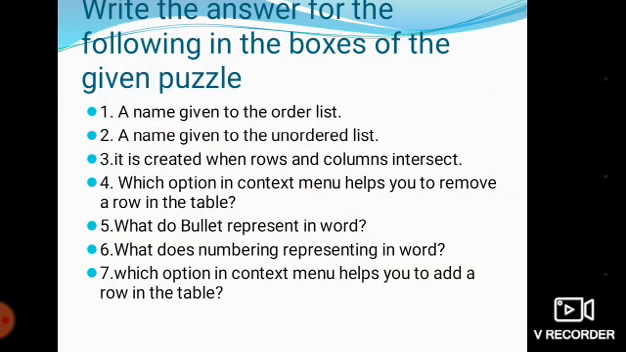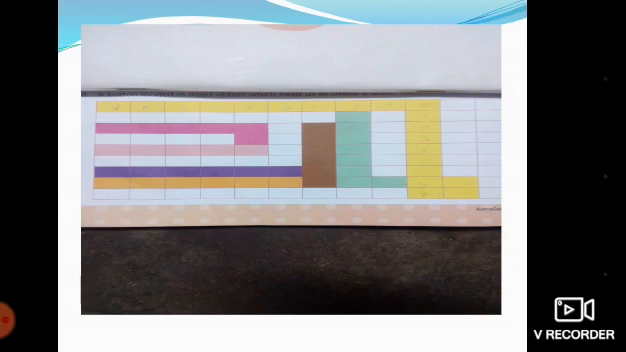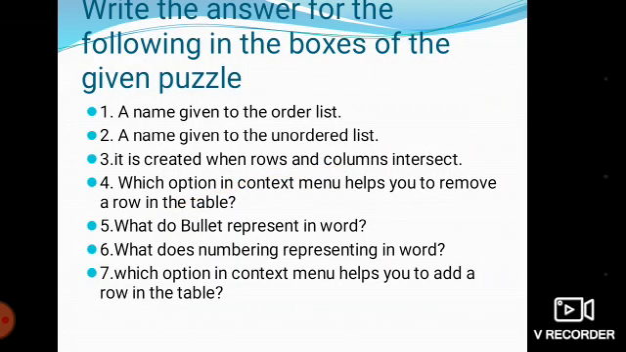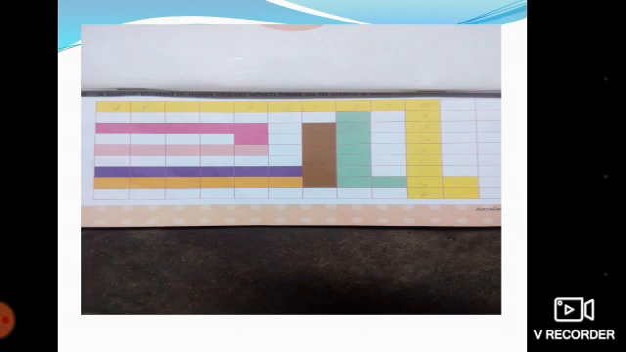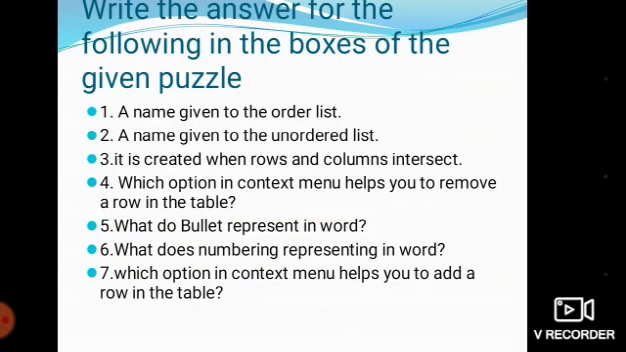Next one is, what do bullets represent in Word? Yes, the answer is unordered. Very good. Next one is, what does numbering represent in Word? Yes, the answer is ordered. Which option in the context menu helps you to add a row in the table? Answer is table. Okay, children.